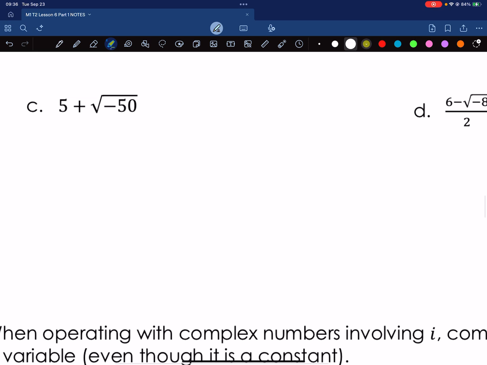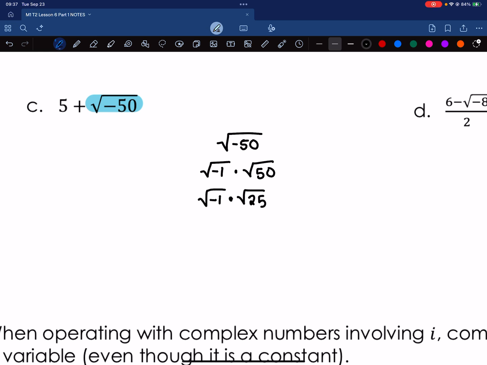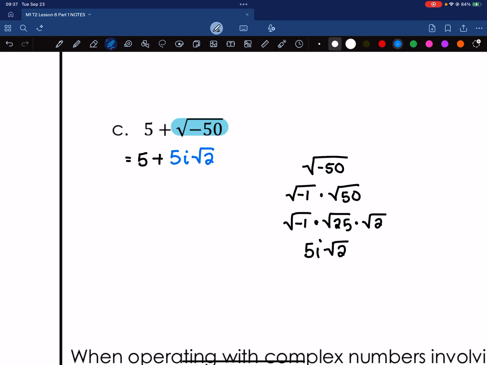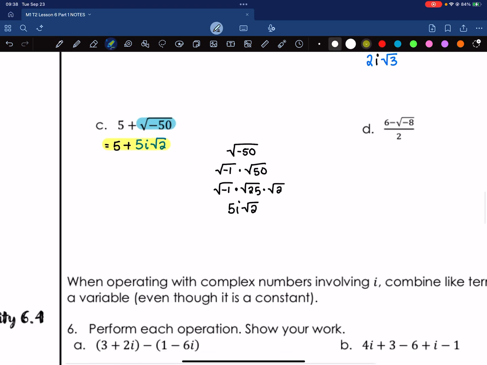Okay, looking at the next one. We have 5 plus the square root of a negative 50. So what we're going to do off to the side is focus on simplifying this, and then we'll come back and put it in the equation. So we know the square root of negative 50 breaks down to the square root of negative 1 times the square root of 50. Then we need to know what perfect square goes into 50 evenly, and that would be 25. So we have the square root of 25 times the square root of 2, because 2 times 25 is 50. So then we have i, square root of 25 is 5, square root of 2 stays the square root of 2. So then we can come back in this expression here and plug that in. So we know we have 5 plus 5i square root of 2. And that would be the simplified form of that.